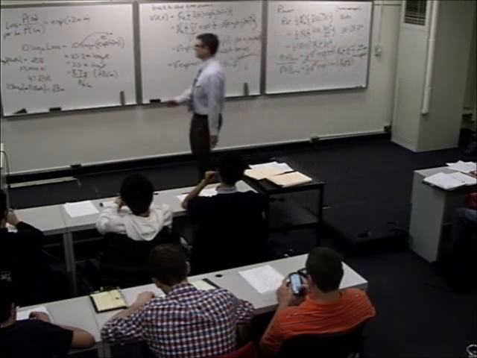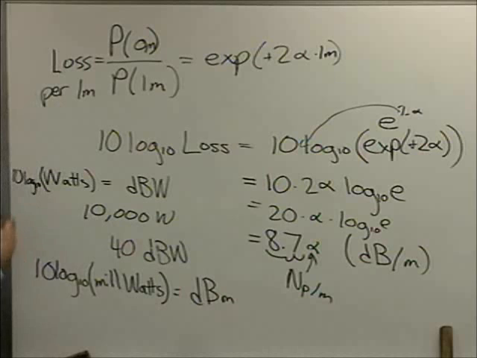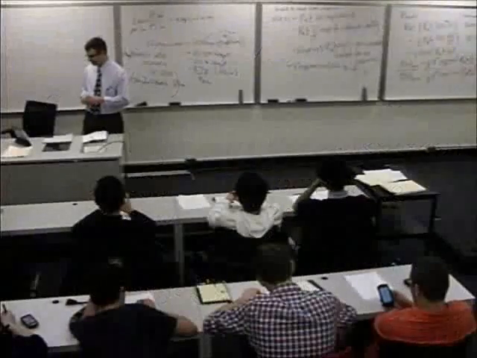Anyway, once you get something in dBm, it's nice because then you can start adding this quantity, 8.7 times alpha, or the loss in units of dB per meter. You can track power very easily in that case.